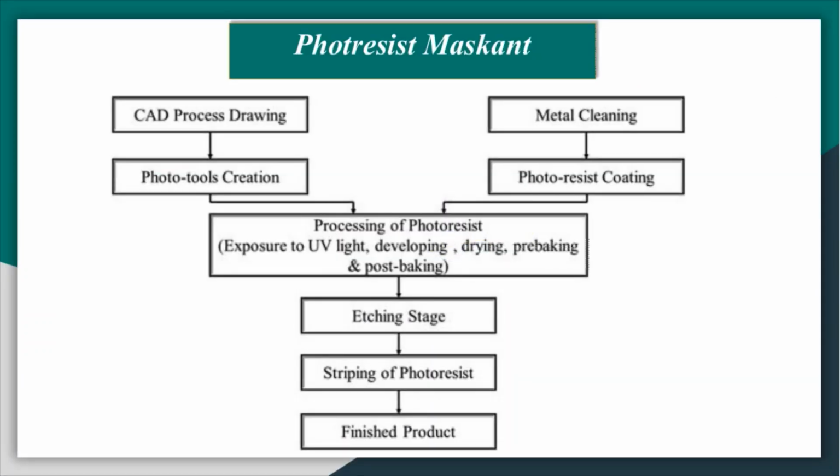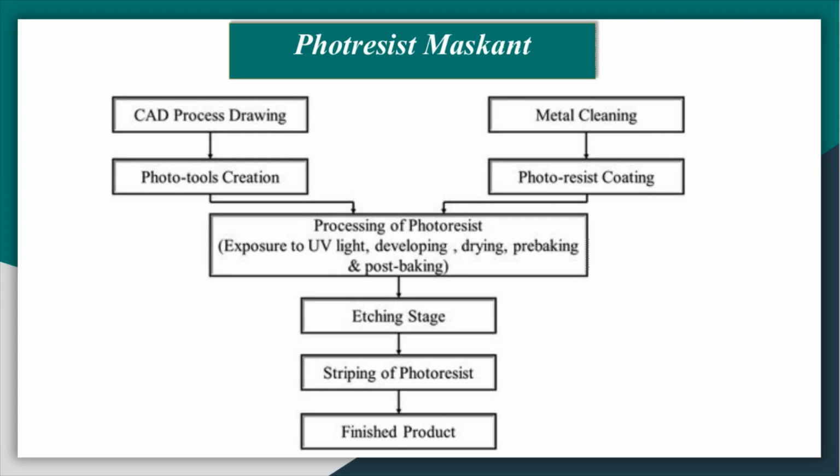Let us discuss the last maskant technique, that is the photoresist maskant. This technique has become very common nowadays and it is also called photochemical machining, PCM. This method is used to produce complicated but accurate shapes. In this method again, we have to carry out some successive operations. The first operation is to prepare an enlarged drawing of the part, accounting for the effect of undercut.